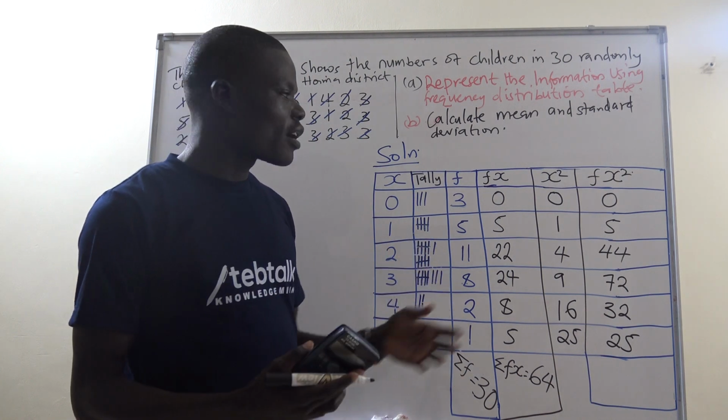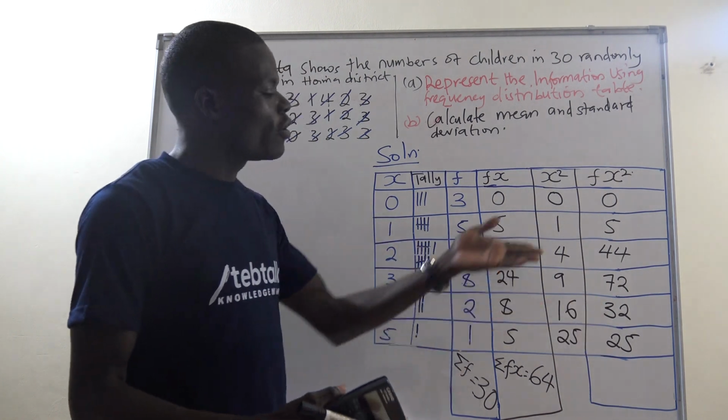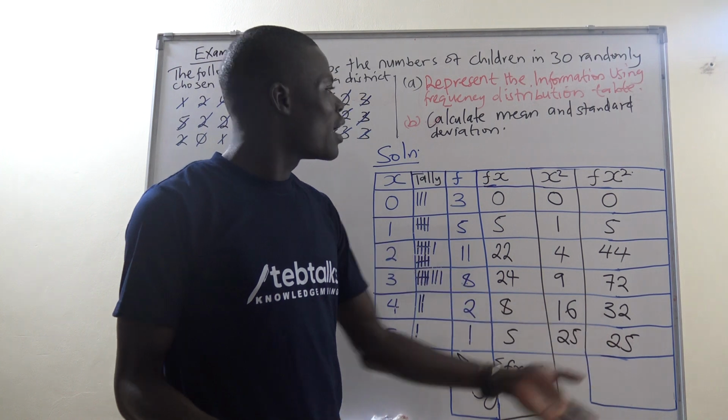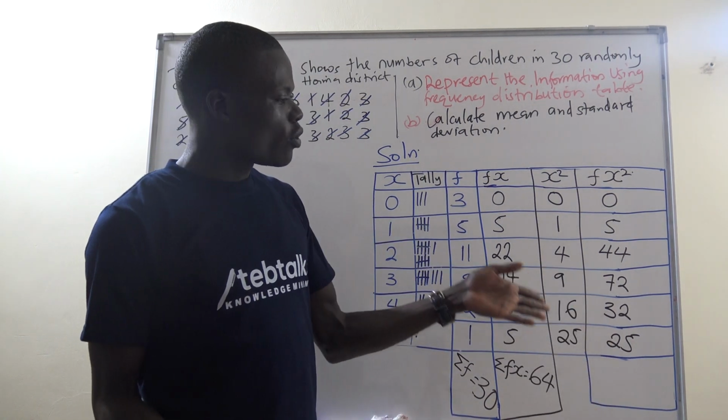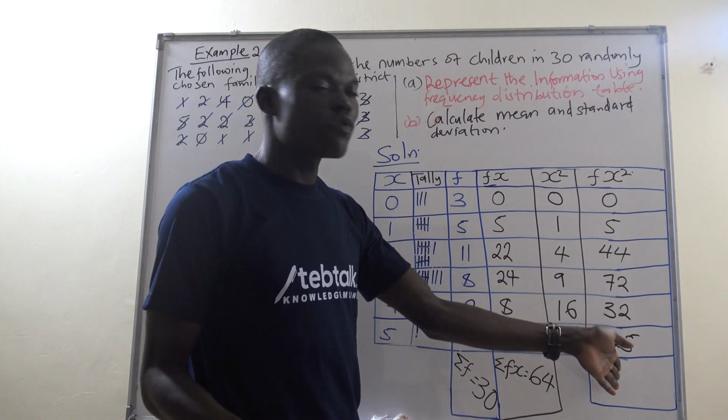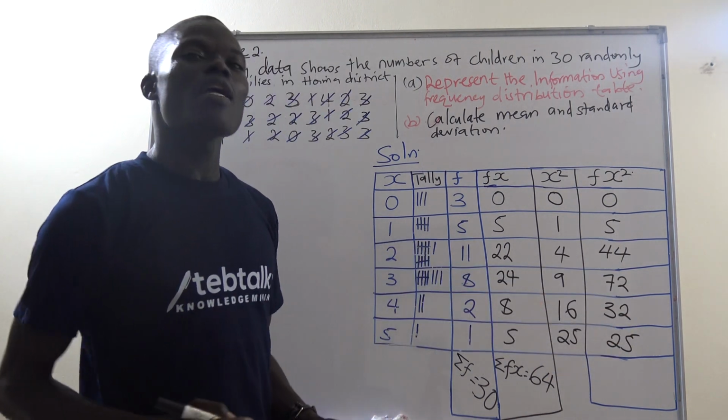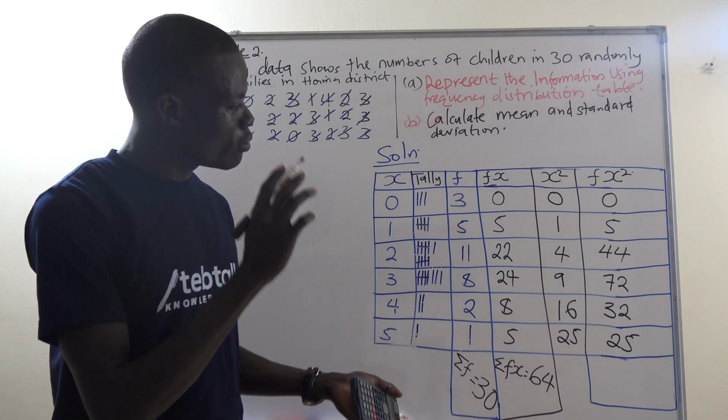So if your working becomes wrong at this stage, implying you lose the marks for this column, and then after losing the marks for this column, any calculation which requires the use of this column will not be marked. Otherwise, they will just close.